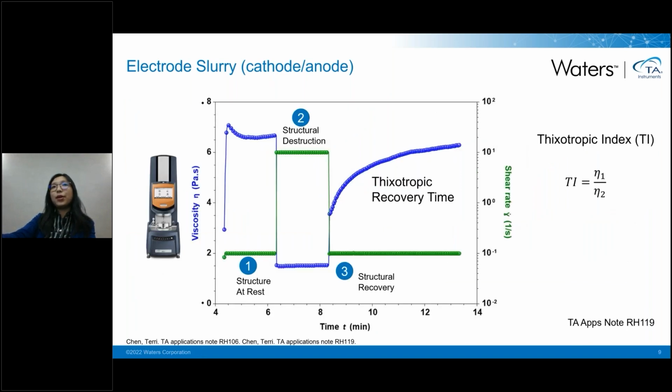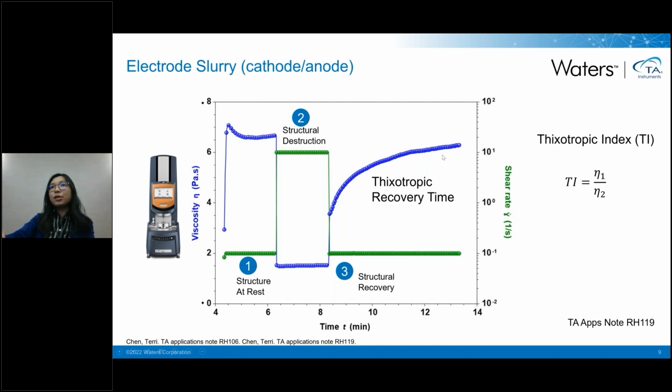The first step is a low shear rate viscosity measurement over time, which mimics the structure at rest. The second step goes into a high shear rate measurement, which demonstrates when the slurry material is broken down, such as during the coating process. The third step goes back to low shear rate, mimicking after the coating process, to observe how long it takes for the structure of the slurry material to recover.